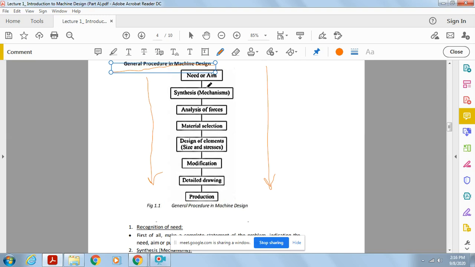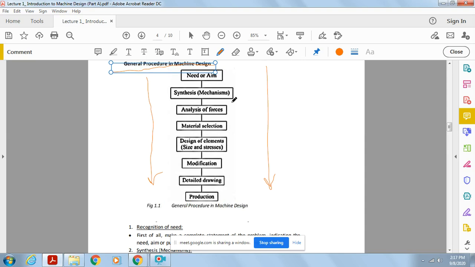Aim means objective. Why am I designing? I cannot design any arbitrary part that has no utility and no demand in the market. So why should I design it? There must be some utility, some demand, some objective or need in the market. Only then will we put effort into design. So the first term is the need or aim.